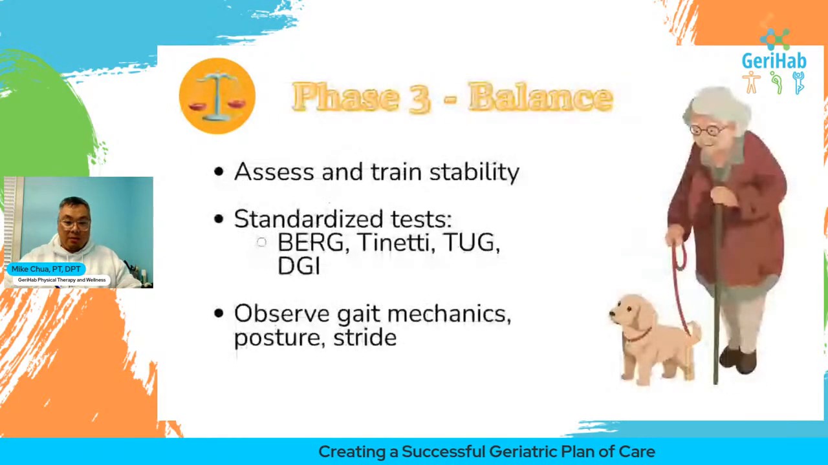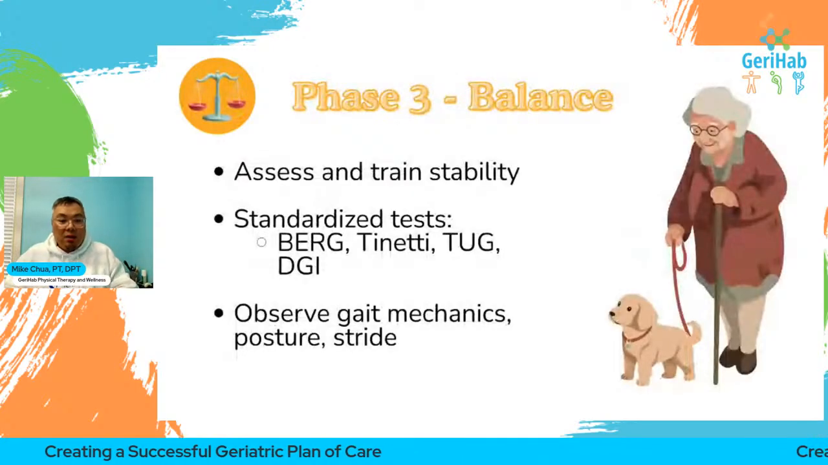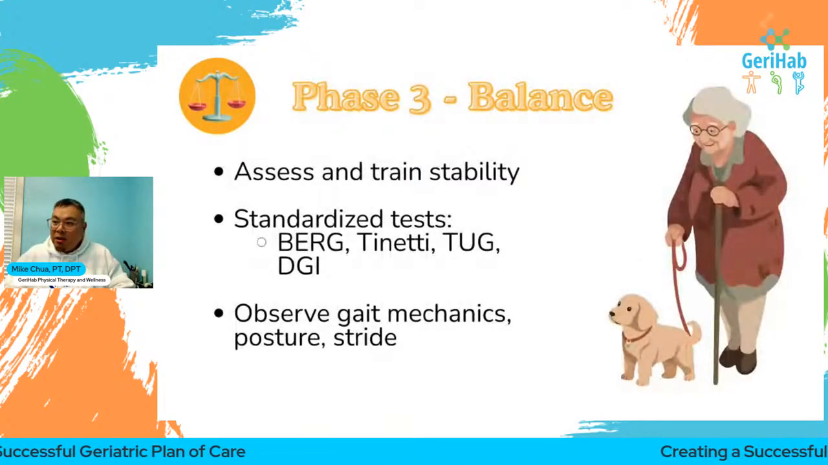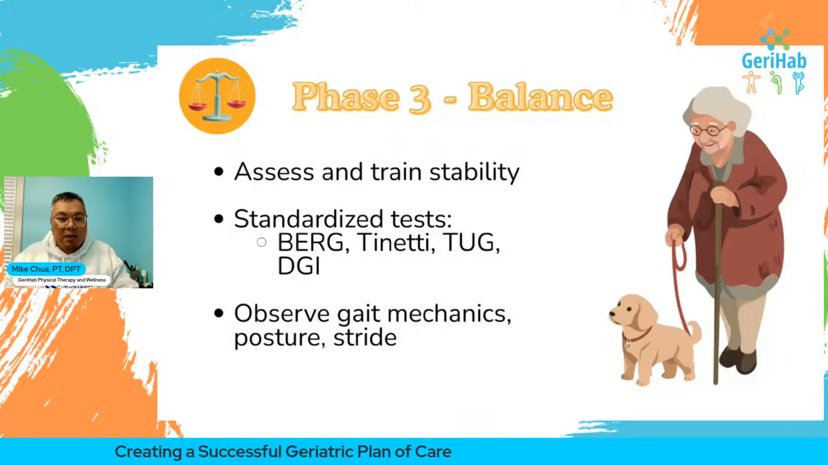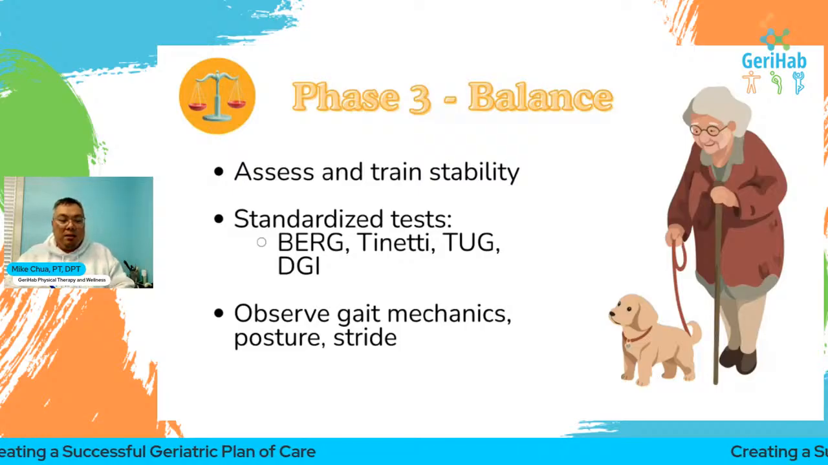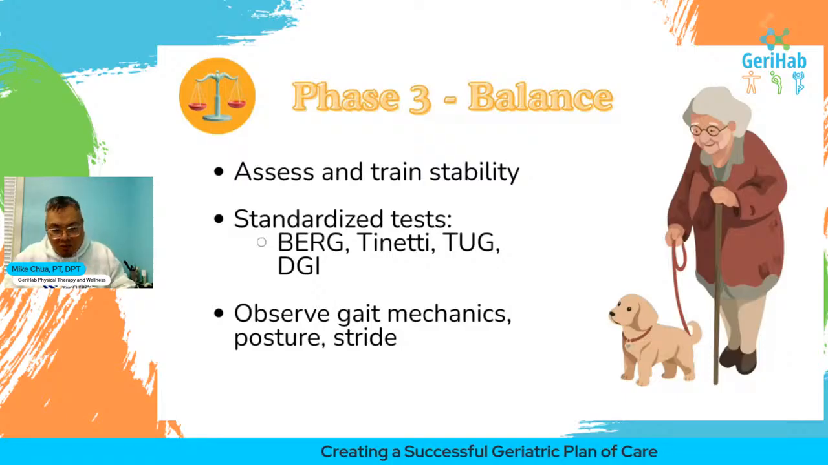Number three, phase 3, is the balance. Learn how to assess and learn how to train stability. There are different standardized tests that you can use: the Berg balance test, Tinetti, TUG, and the Dynamic Gait Index or DGI. I use a lot of Berg because it's easier for me to implement. Tinetti, you can also use that. Whatever works for you.